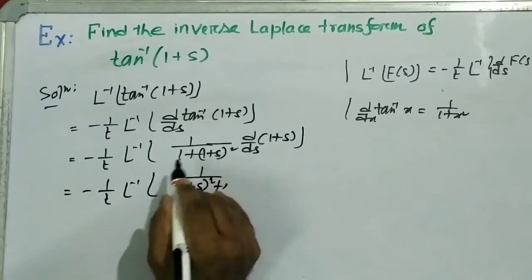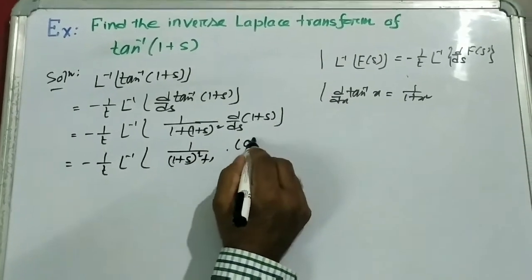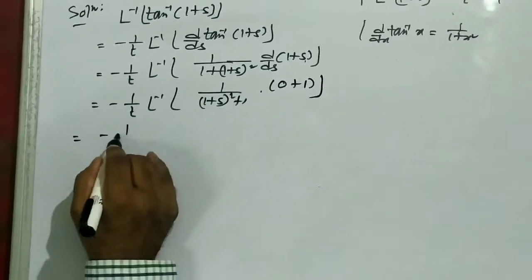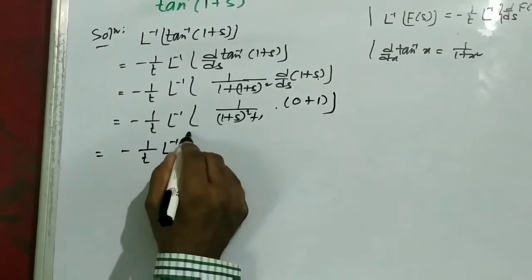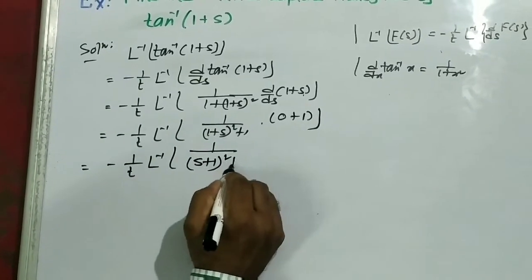This is the first part. And d by ds of 1 is 0, d by ds of s is 1. We get this one. So minus 1 by t, L inverse of 1 by (s plus 1) whole square plus 1.